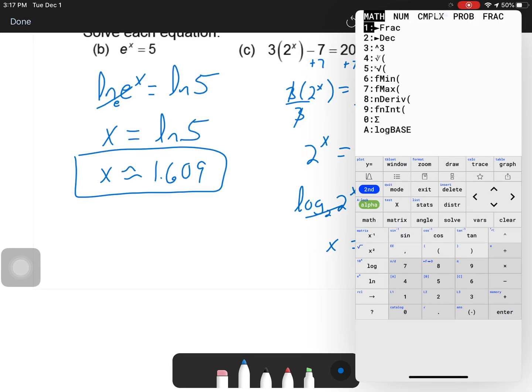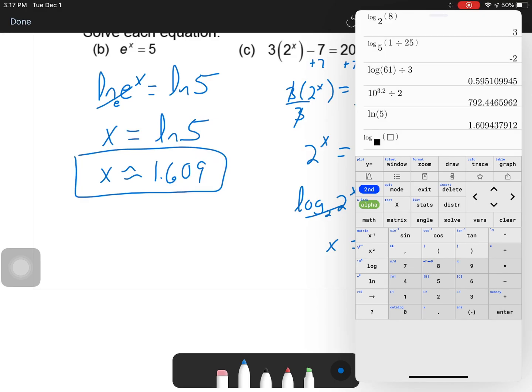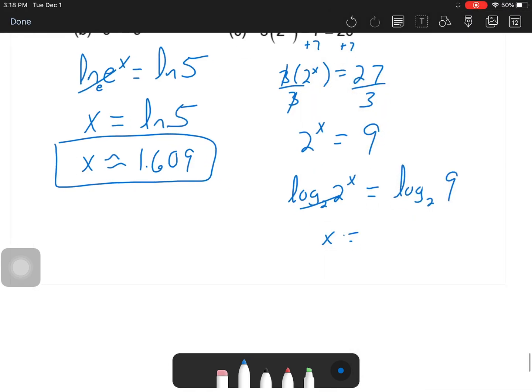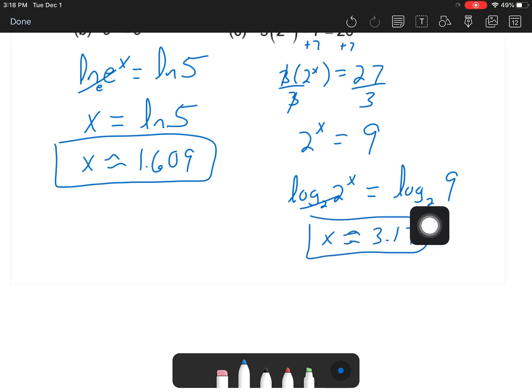And again, that was under math, so I hit math, and this log, that base, choice A is what it is. And then I can type in log base 2 of 9 and hit enter. And I get approximately 3.17.